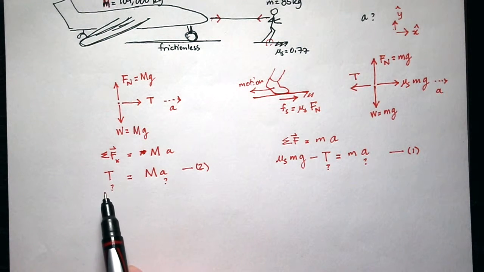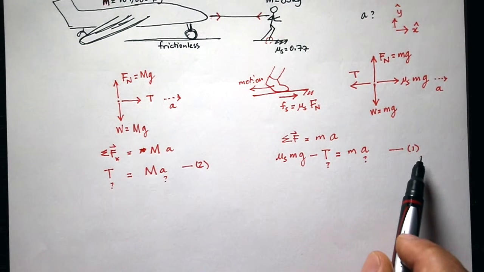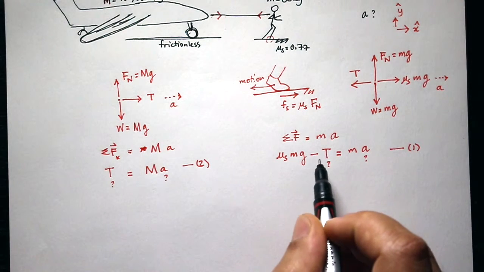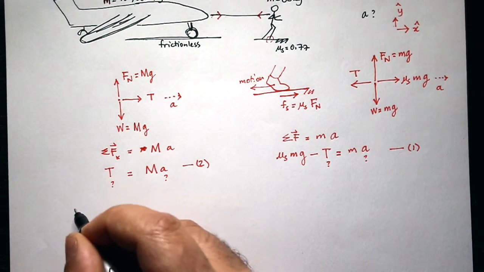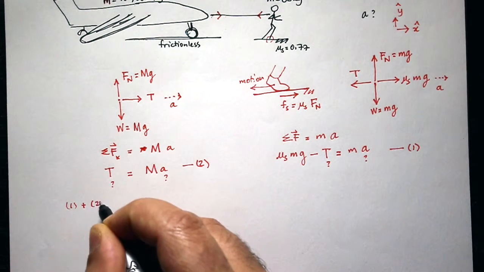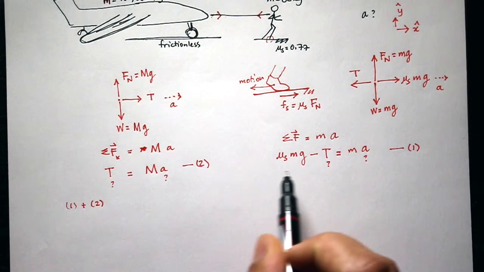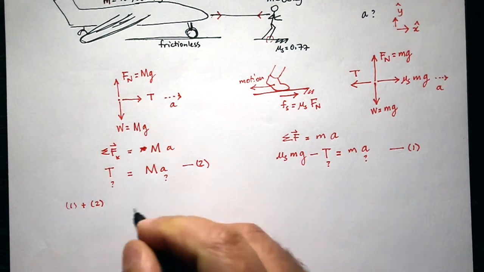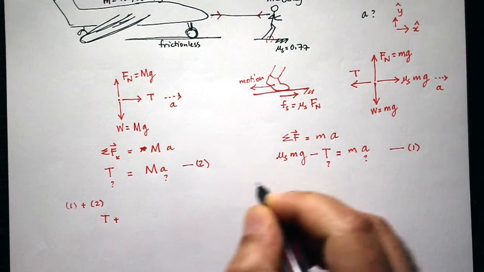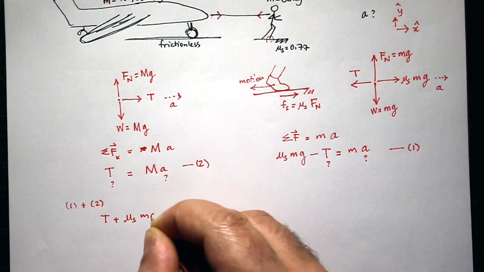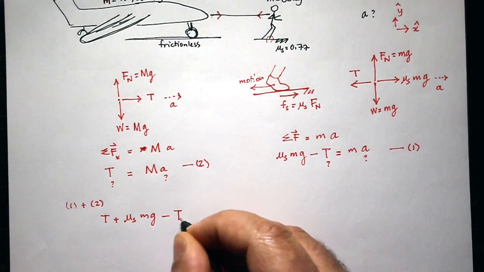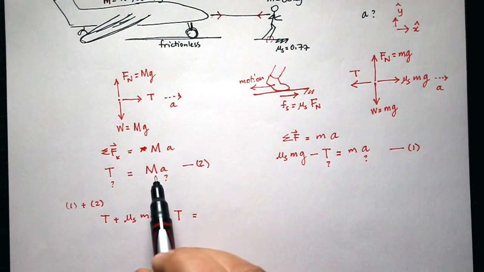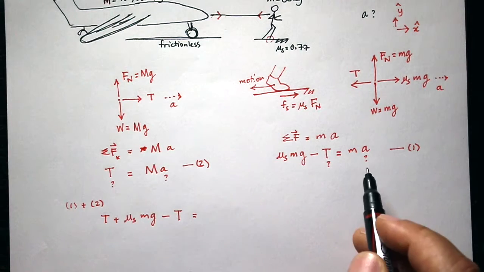Or the other way you could do it is you could say, you know what, I'm adding the two equations, 1 plus 2. I notice that on the left-hand side, T here has a positive sign, and on the left-hand side here, T has a negative sign. So I'm just going to add the two equations. So I'm going to say 1 plus 2, equation 1 plus equation 2, which means I add the left-hand sides and I add the right-hand sides. So the left-hand side is going to be T plus mu s m g minus T. So that's both left-hand sides added is equal to both right-hand sides added, capital M a plus small m a.